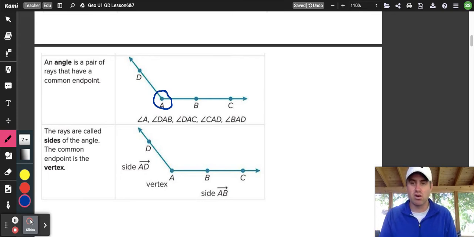The sides of an angle are the rays. So 2 rays form an angle at a common endpoint. The rays are the sides. So what you can see down here in the bottom is we have side AD and side AB.